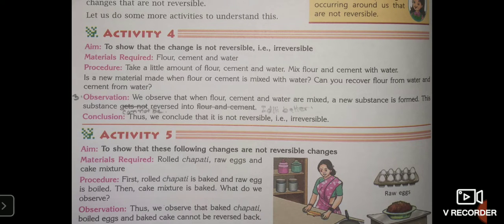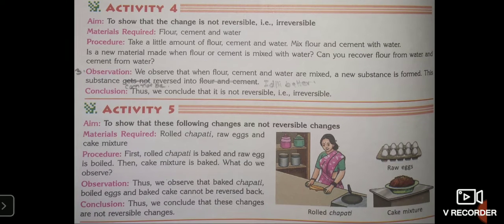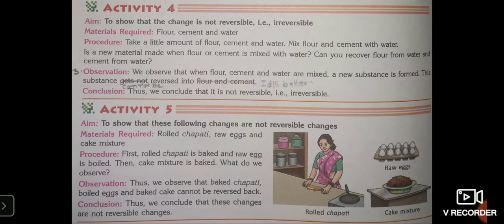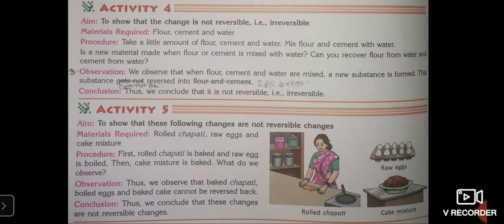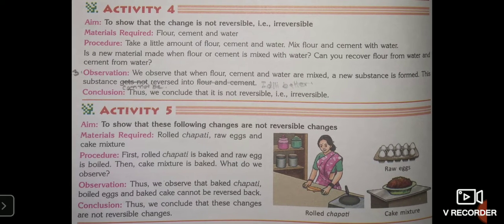Similarly, once you have added water to flour, it gets converted into a dough, and you cannot convert dough back into the wheat flour. Now let's see one more activity to show that these following changes are not reversible changes. Example: rolled chapati, raw eggs, and cake mixture. Procedure: first, rolled chapati is baked, raw egg is boiled, and then cake mixture is baked.